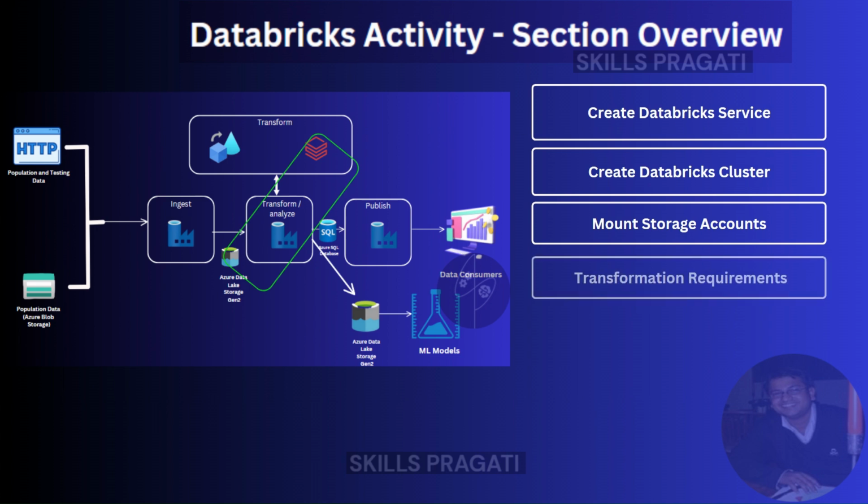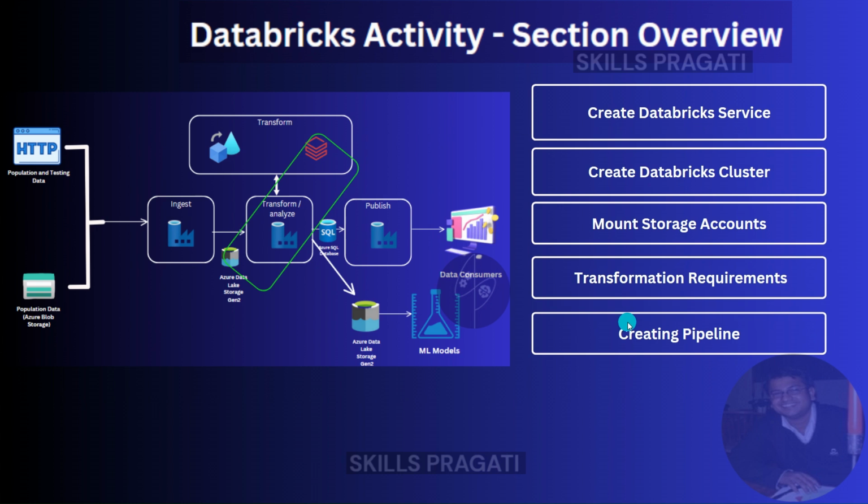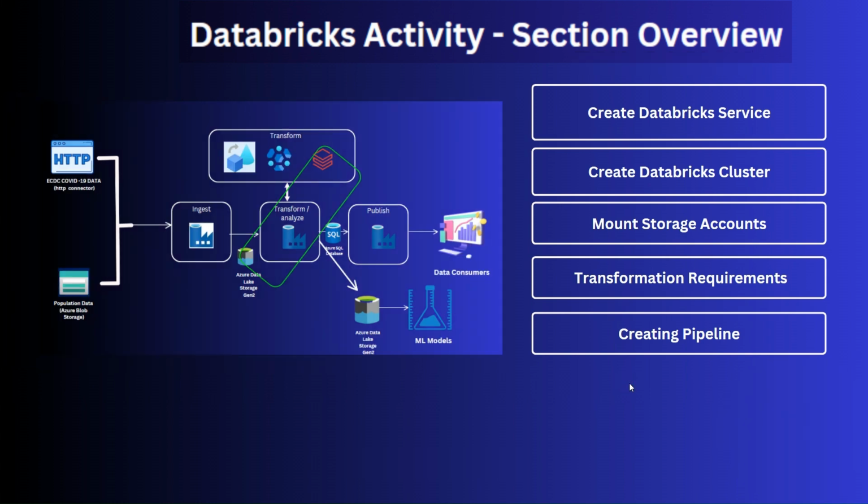We'll then go through the transformation requirements for our data from both the files, population as well as testing. Following that, we'll create two pipelines in Data Factory. First, we will create pipeline for population. And next, we will create pipeline for testing. After pipeline creation, we will execute the notebook and verify the outputs. So let's start with creating the Databricks service in the next lesson.